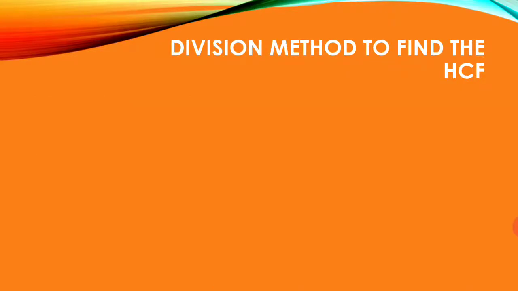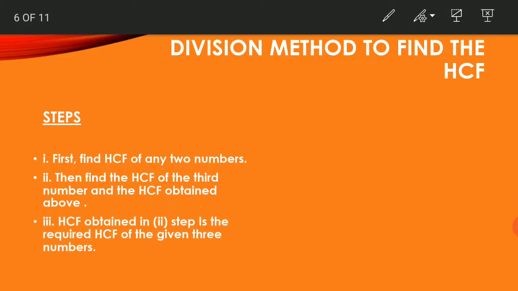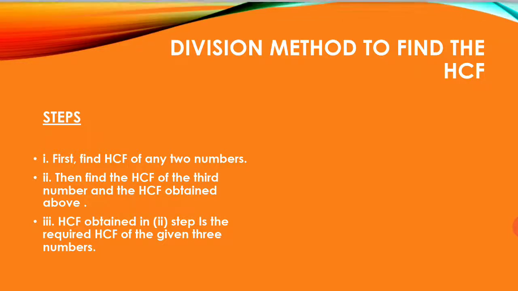Now division method to find the HCF. The steps involved are: first, find the HCF of any two numbers, then find the HCF of the third number and the HCF obtained above. Now the HCF obtained in the second step is the required HCF of the given three numbers.